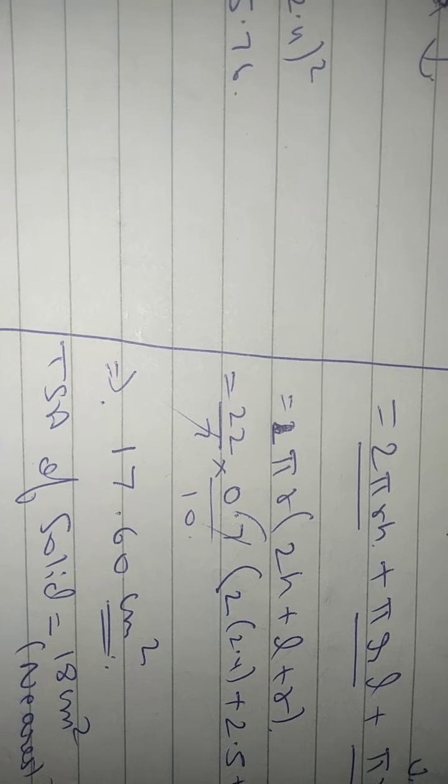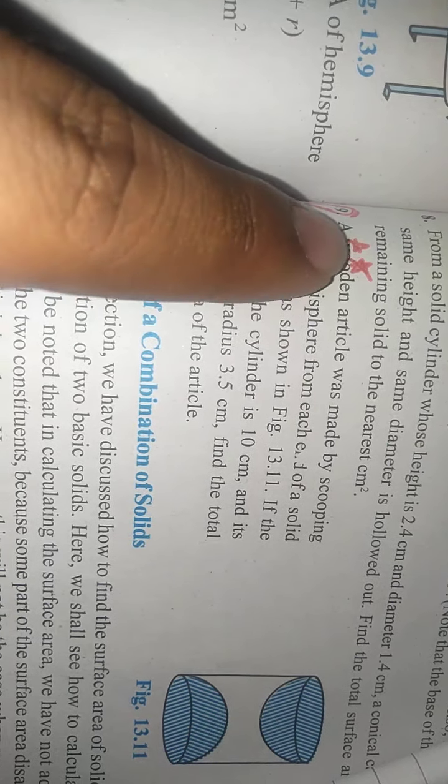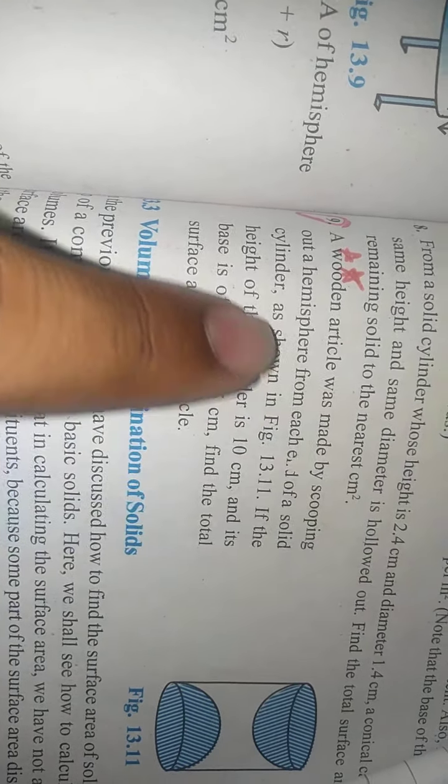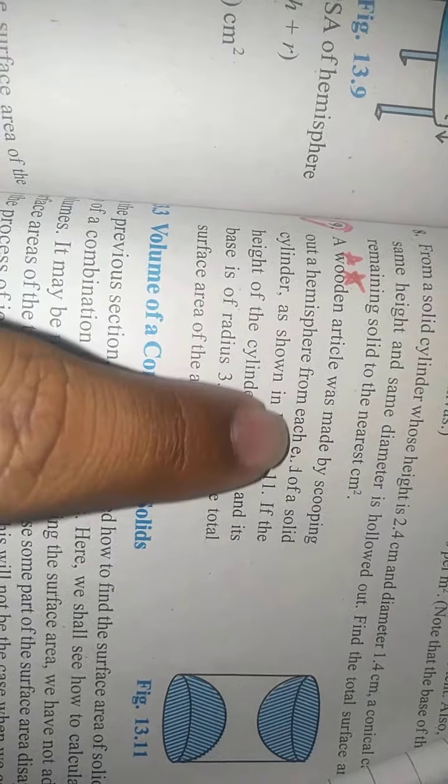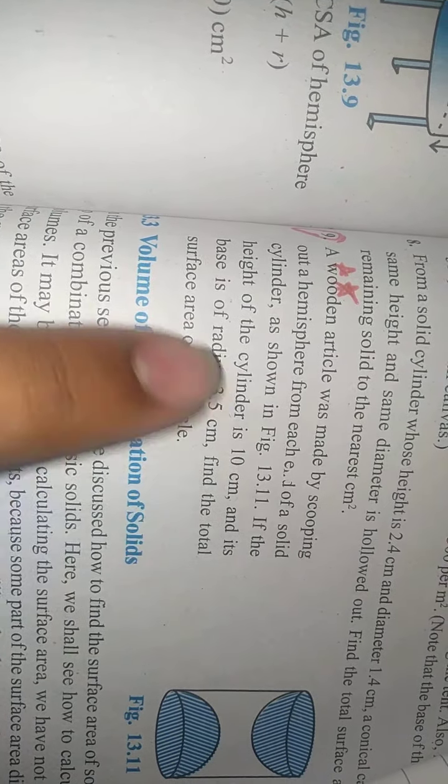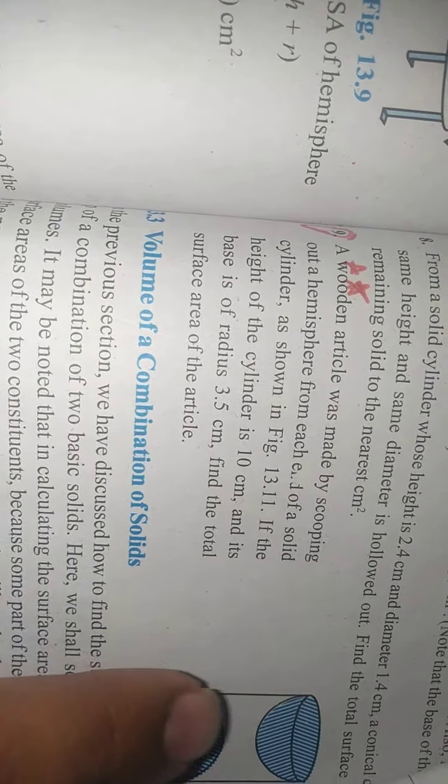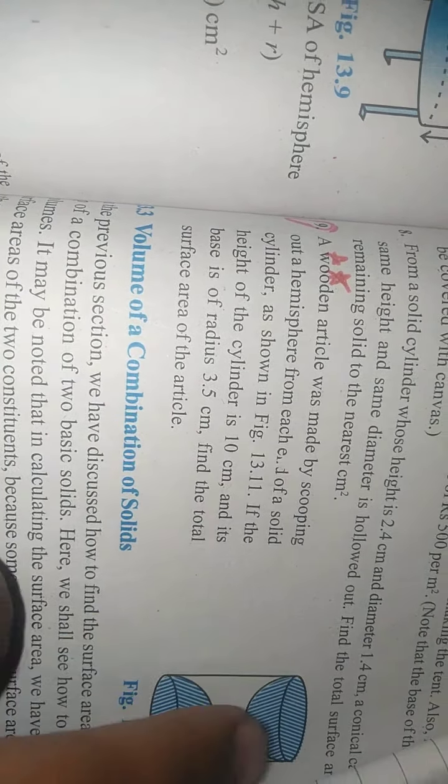Clear? Now last question. Question number 9. A wooden article was made by scooping out a hemisphere from each end of a solid cylinder, as shown in the figure. If the height of the cylinder is 10 centimeter and its radius is 3.5 centimeter, find the total surface area of the article. The wood is there, then these are the scoops. Find the total surface area of the article.